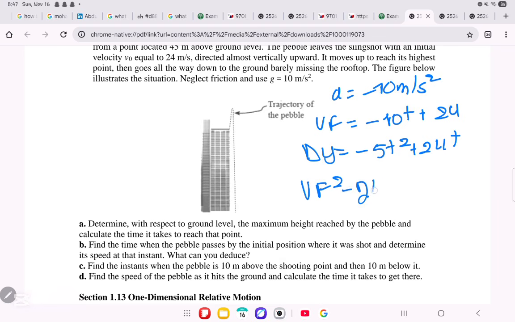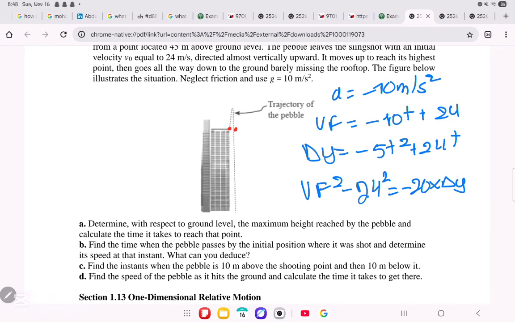Part B, what does it say in part B? It says, find the time when the pebble passes by the initial position. Okay, here in the trajectory equation, you can use t ground and you'll get your answer in 5 seconds. But from here till here, how much would my delta y be? My delta y would be equal to 0.